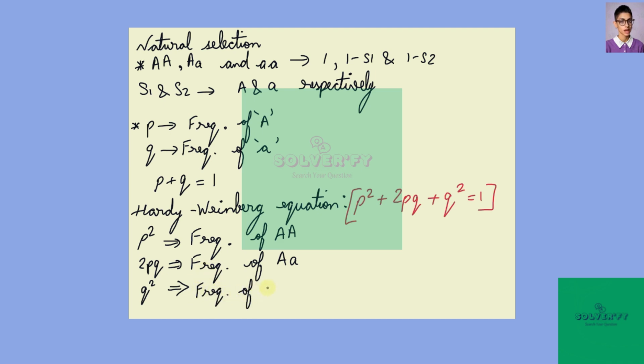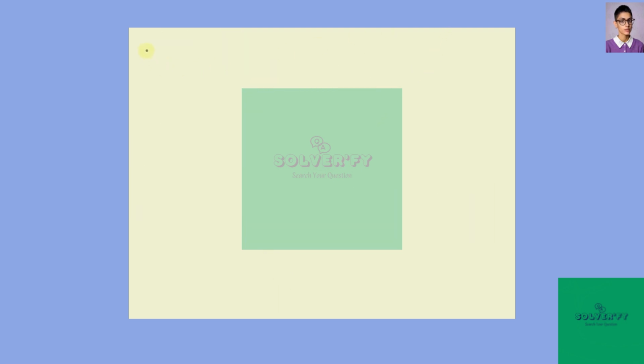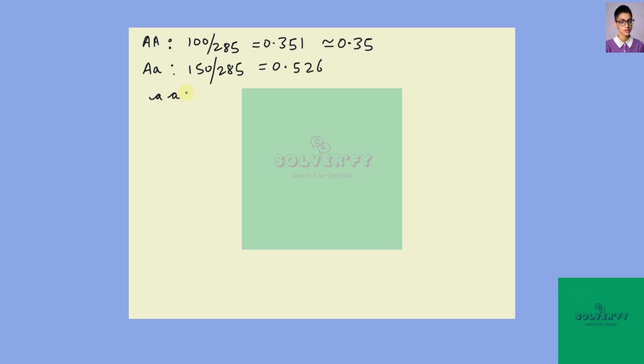Starting with the given frequencies of each genotype, AA: 100 by 285 equals 0.351 or approximately 0.35. Aa: 150 by 285, which will be equal to 0.526, and aa: 35 by 285 equals 0.123.